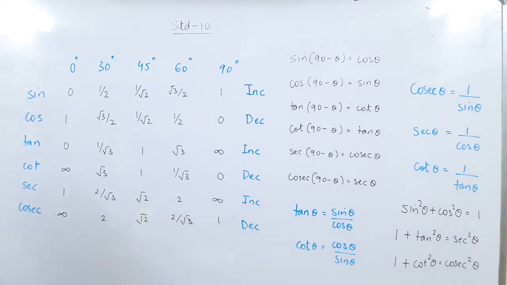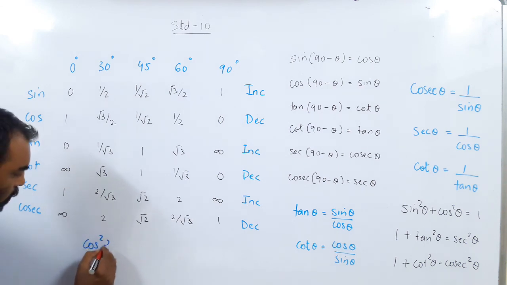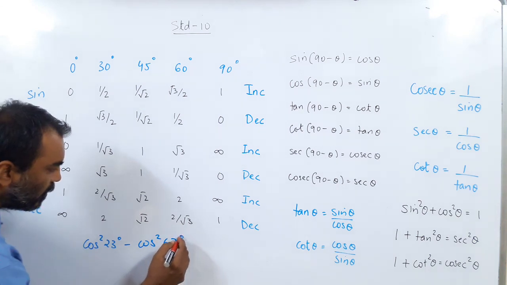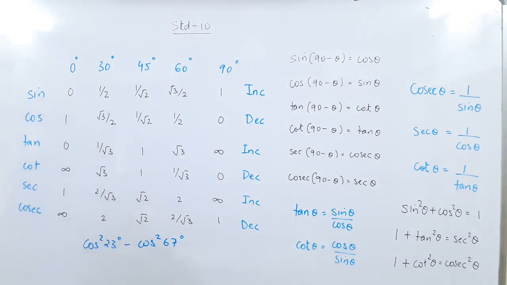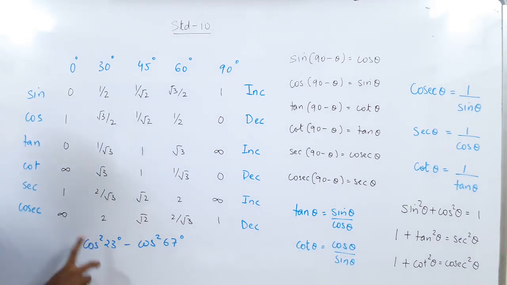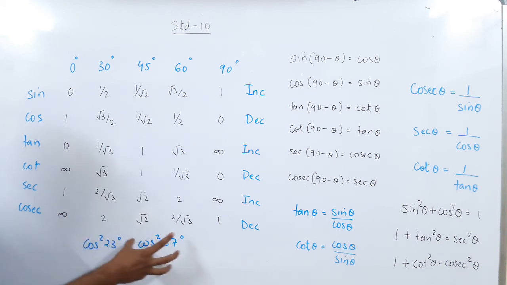Now in the textbook there are no such sums, but I showed you a few examples. Which sum did I show you? You can rewind the video and see. Cos square 23 degree minus cos square 67 degree: is the value positive or negative? Cos is a decreasing function, means smaller angle, bigger value; bigger angle, smaller value. So the value of cos 23 is bigger than cos 67. So the answer will be positive.